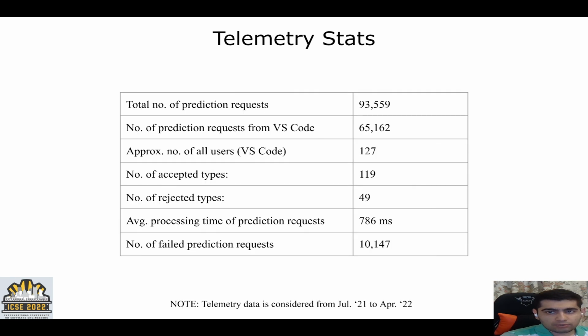And here are some telemetry stats. In total, we have around 93,000 prediction requests, and from VS Code, we have around 65,000 predictions. Approximately, we have around 127 users from VS Code, and the number of accepted types is 119, and the number of rejected types is 49. And also, the average processing time of a prediction request is around 786 milliseconds. Given that our telemetry data for accepted types is small, we cannot really draw a conclusion on the performance of Type4Py in practice.